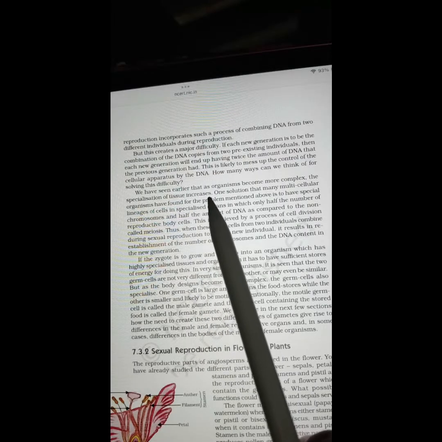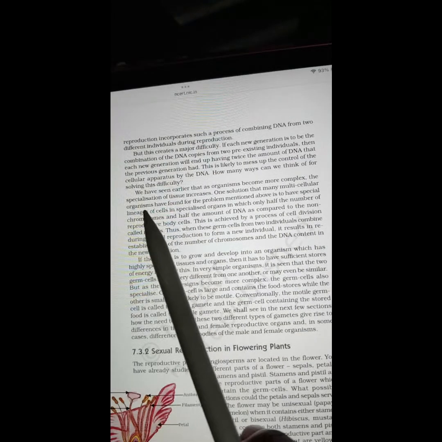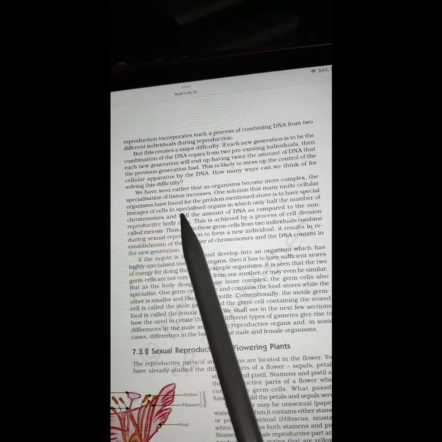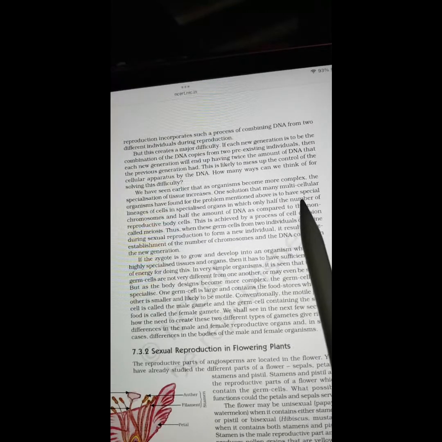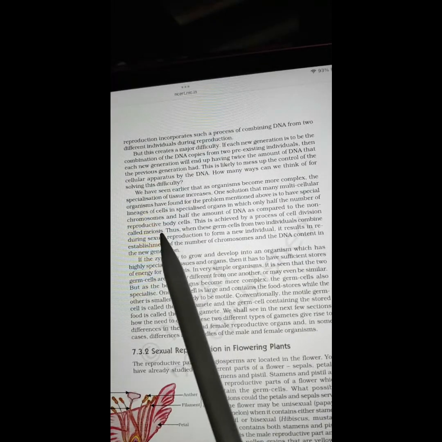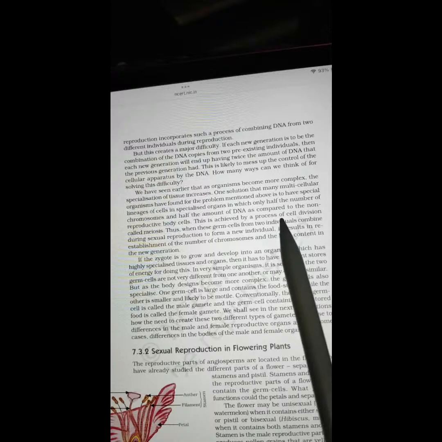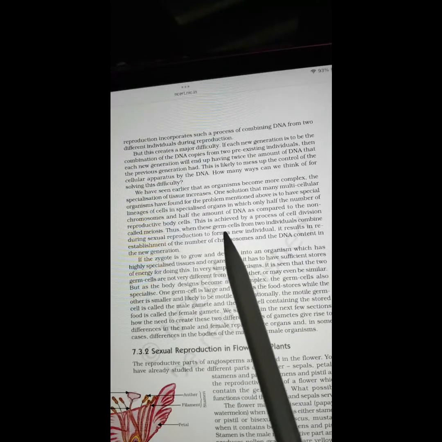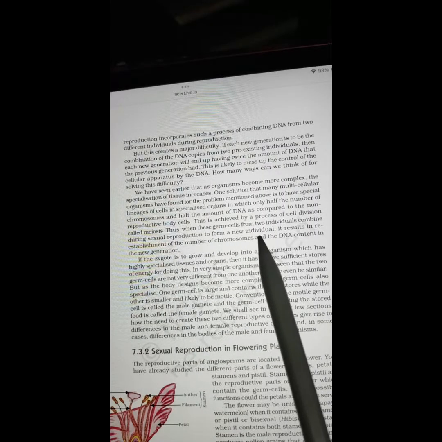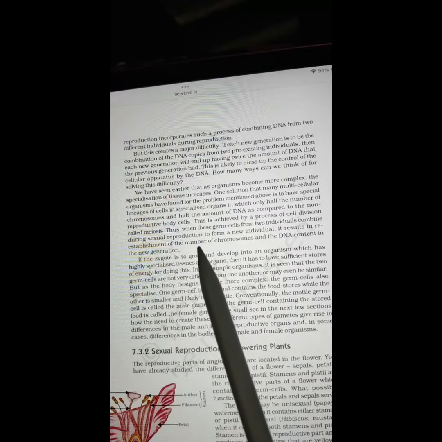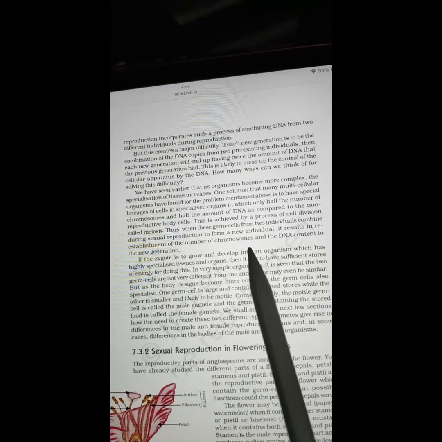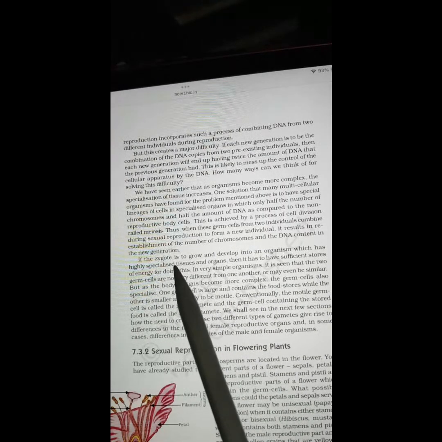We have seen earlier that as organisms become more complex, the specialization of tissues increases. One solution that many multicellular organisms have found for the problem mentioned above is to have special lineages of cells in specialized organs in which only half the number of chromosomes and half the amount of DNA as compared to the non-reproductive body cells. This is achieved by a process of cell division called meiosis. Thus, when these germ cells from two individuals combine during sexual reproduction to form a new individual, it results in re-establishment of the number of chromosomes and the DNA content in the new generation.